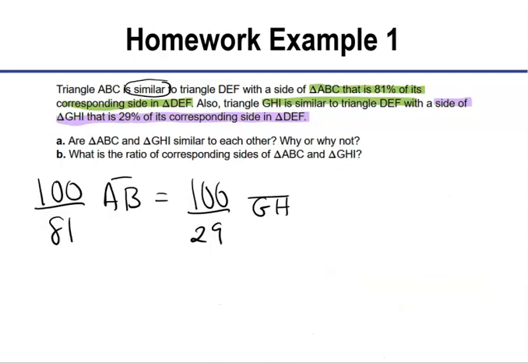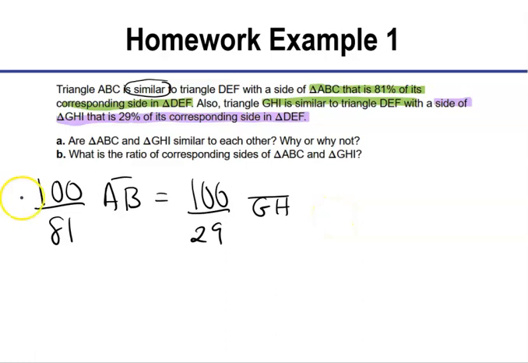So, this is where we are. Now, I've got to solve for either line segment AB or line segment GH. Notice it says what is the ratio of corresponding sides of ABC and GHI. So I'm going to get the AB segment by itself, so I can say that if you take AB and you multiply it by this scale factor, you will get GH. So let's solve for AB.